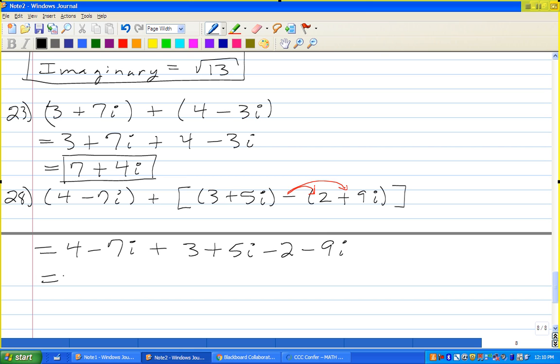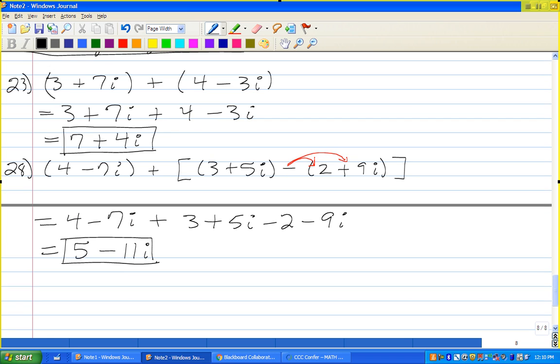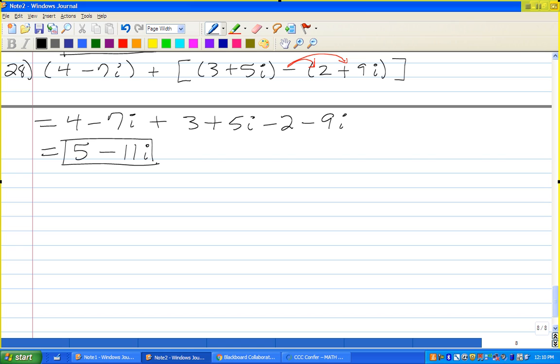And now let's combine like terms. 4 plus 3, 7 minus 2 is 5. Negative 7i plus 5i is negative 2i minus 9i is negative 11i. And that is your answer. Let me do problem number 31.